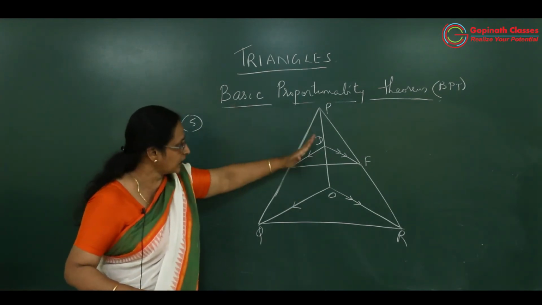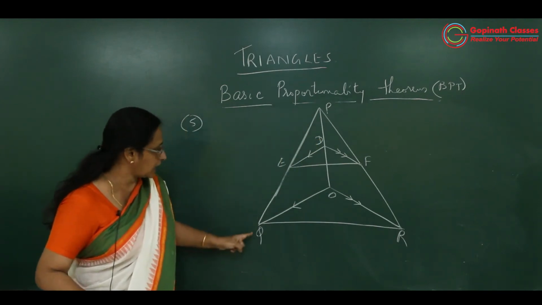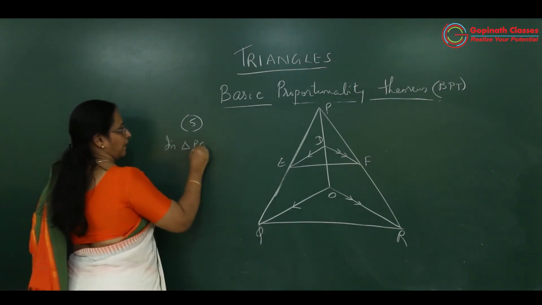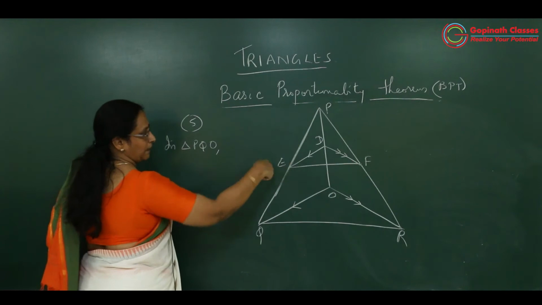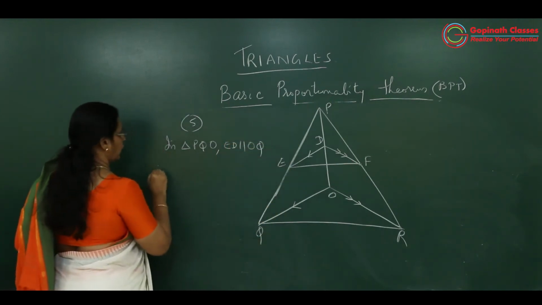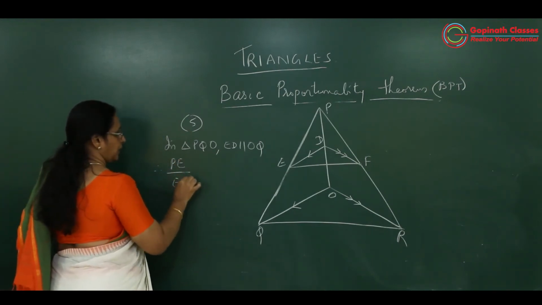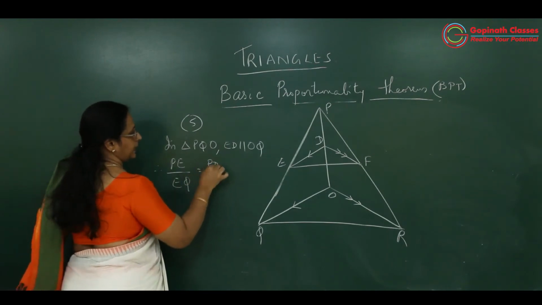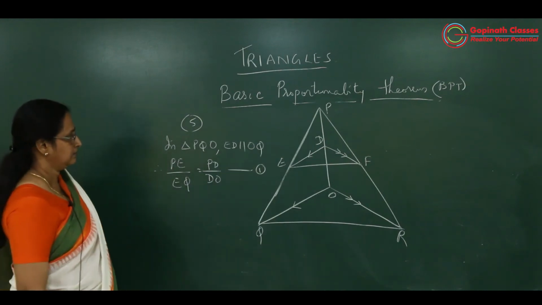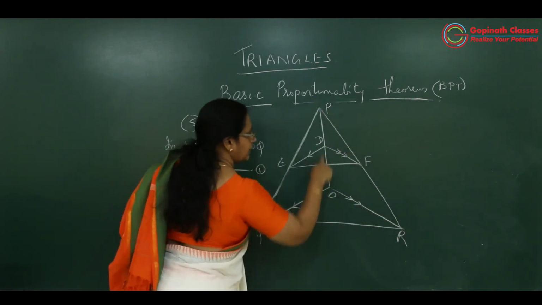Very clear. Which triangle will we apply BPT on? ये दोनों अगर parallel है तो which is the triangle which we are getting? Very clear. PQO. In triangle PQO, which two are parallel? ED is parallel to OQ. Therefore, how to apply BPT? PE upon EQ is equal to PD upon DO. Statement number 1.